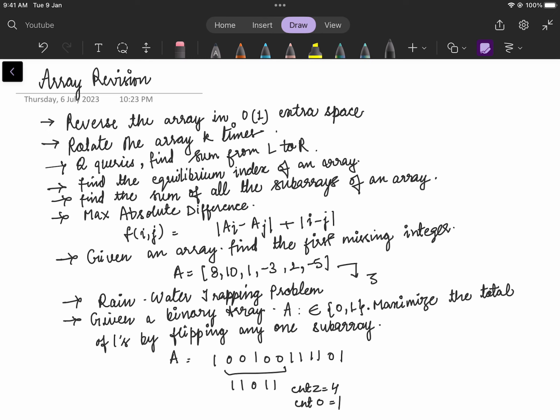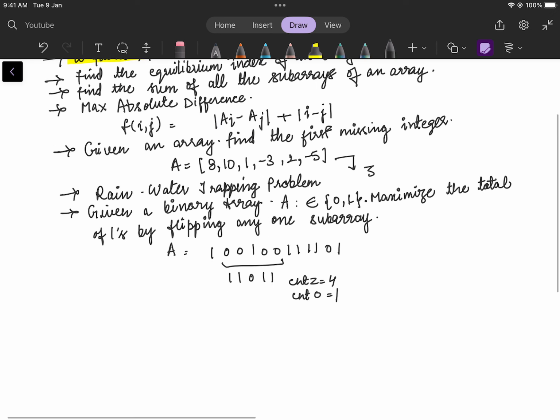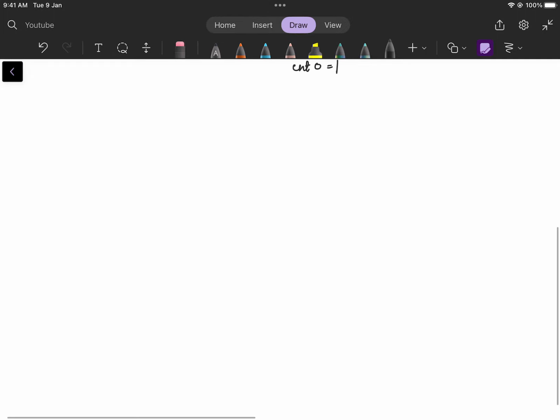So the third question is Q queries. Oh, sorry, my bad. There is no undo button, I think. Undo. Okay, there is. Okay, so Q queries, find the sum from L to R. This is a famous technique of cumulative frequency or prefix sum, whatever you say.